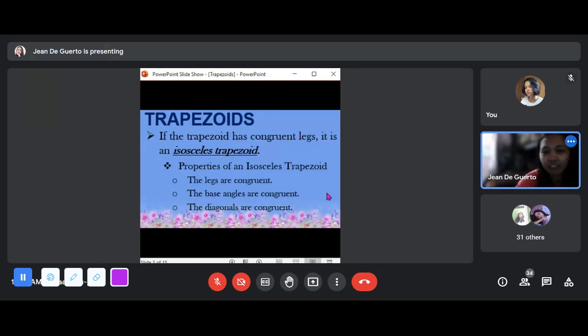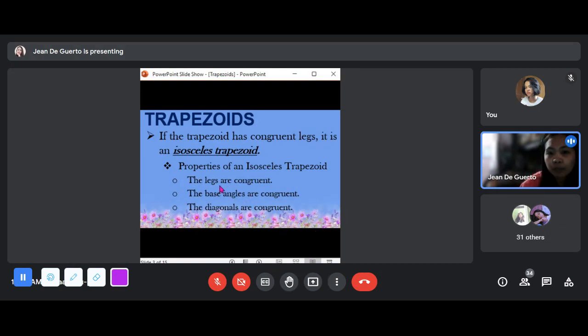Balik tayo dito. Okay, so next. If the trapezoid has congruent legs, it is an isosceles trapezoid. If the legs of your trapezoid are congruent, they have equal measure, then you have an isosceles trapezoid. So we have these three basic properties of an isosceles trapezoid. The two figures earlier are actually examples of an isosceles trapezoid.